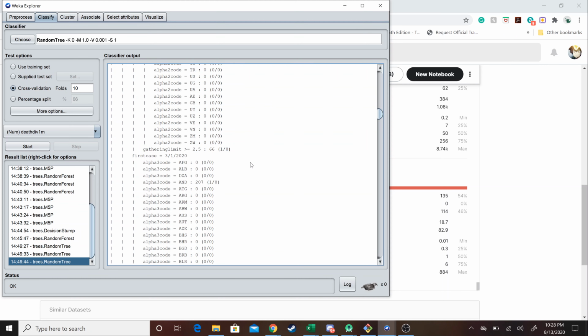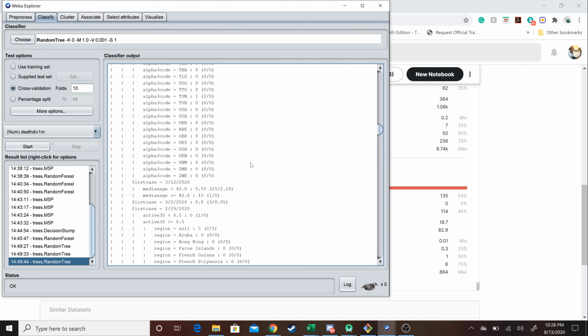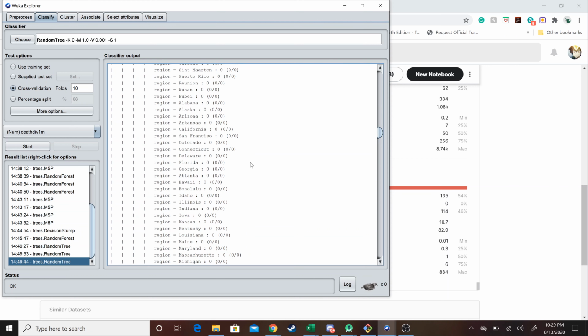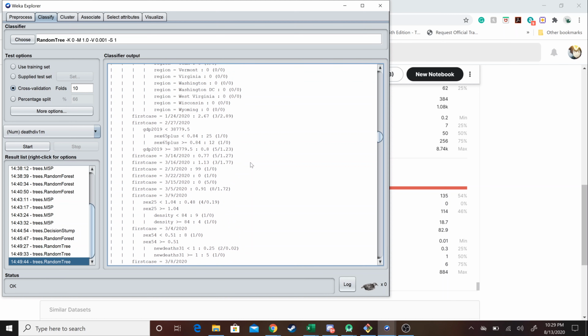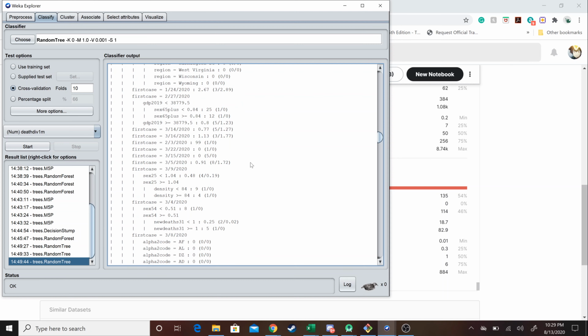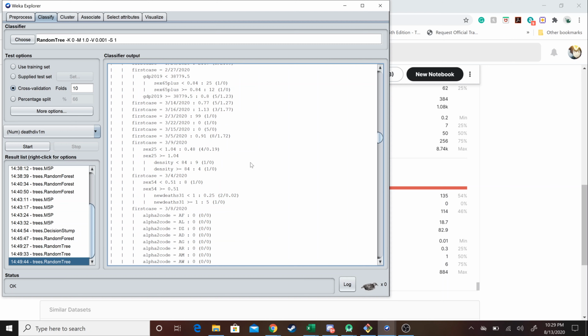Another, let's see, what other values does it predict? The median age, apparently age, like the average age, could be of importance. The amount of active, it makes sense that that would be important to how many deaths might possibly happen. The GDP and age and sex are things that it divided off of too, including density. New deaths are kind of obvious for a splitting point.